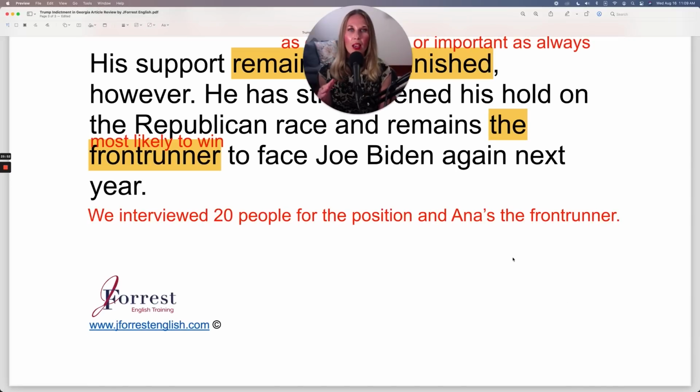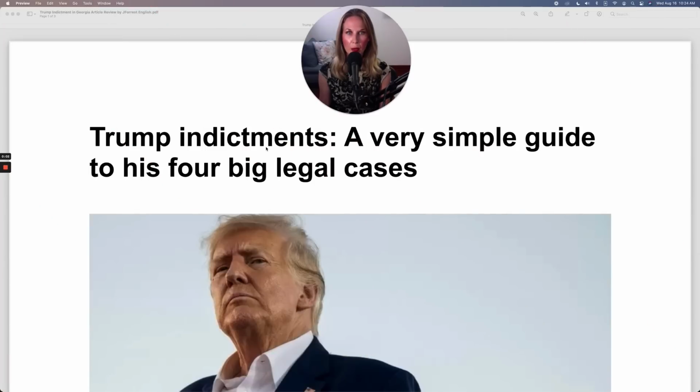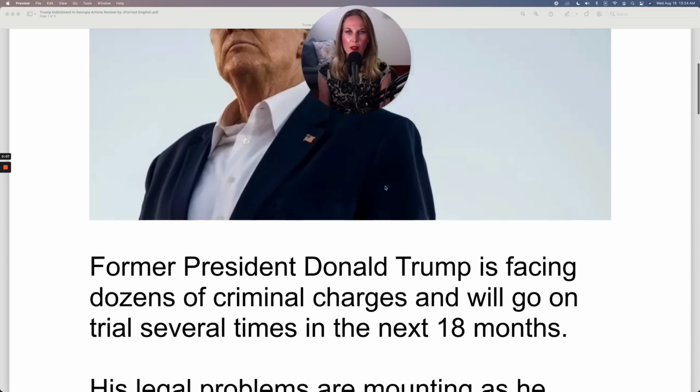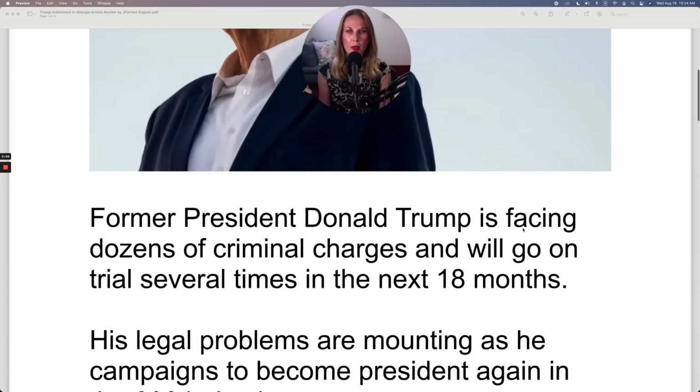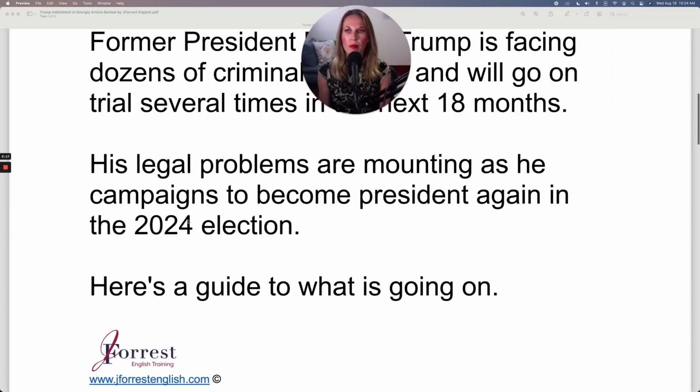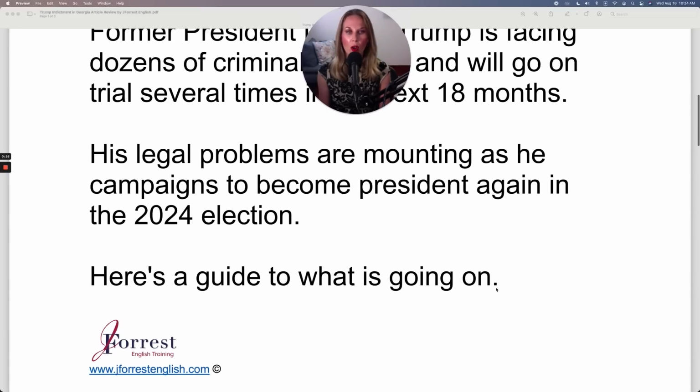So what I'll do now is I'll go to the top and I'll read the article from start to finish. And this time you can focus on my pronunciation. I'll do that now. Trump indictments, a very simple guide to his 4 big legal cases. Former President Donald Trump is facing dozens of criminal charges and will go on trial several times in the next 18 months. His legal problems are mounting as he campaigns to become president again in the 2024 election. Here's a guide to what's going on.